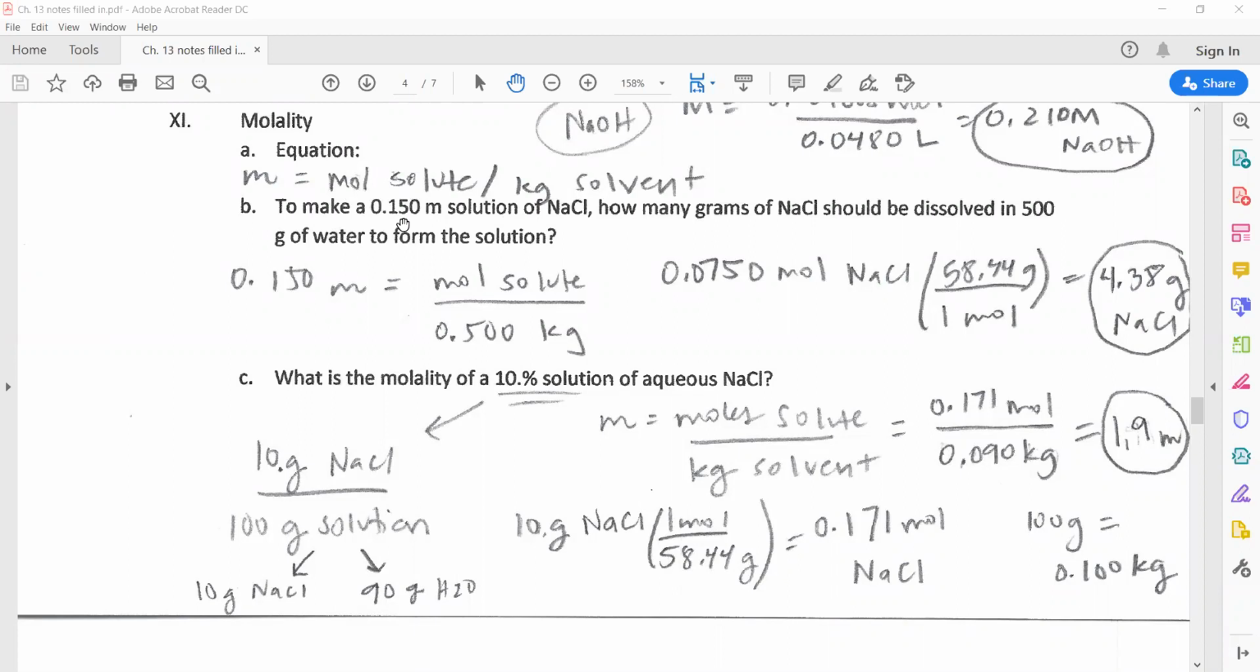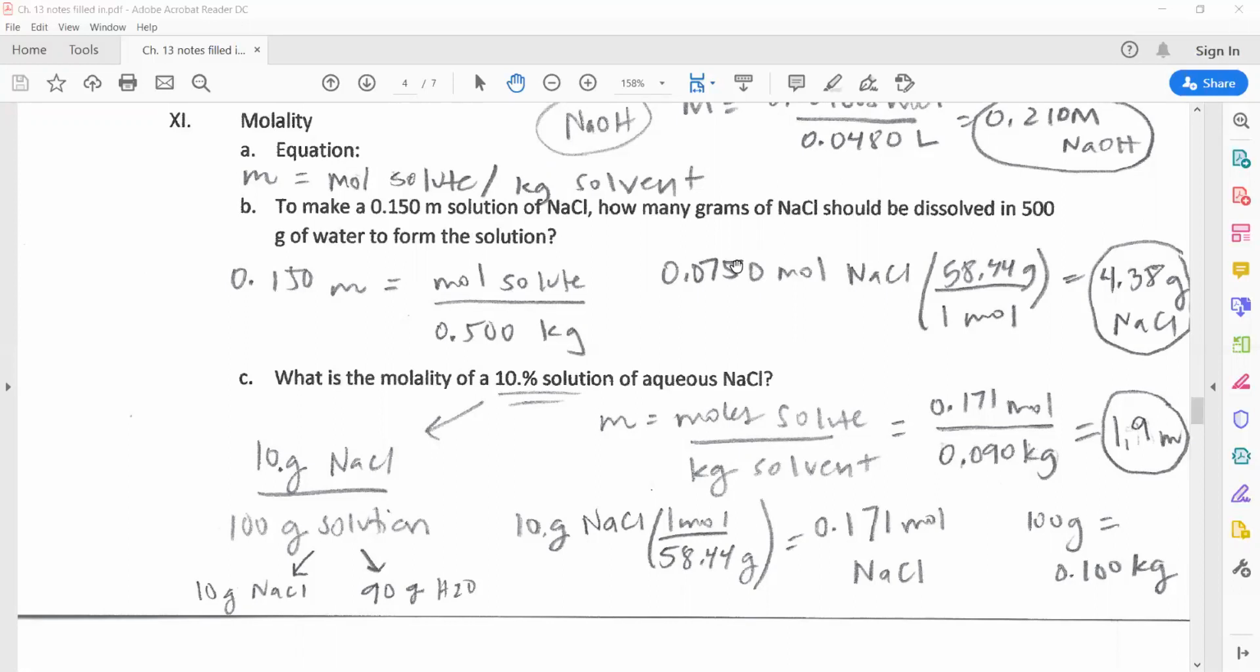So to make a 0.150 molal solution of sodium chloride, how many grams of sodium chloride should be dissolved in 500 grams of water? So we've got our molality here, that was given. I know that it's equal to moles of solute over kilograms of solvent. I don't know how much solute is dissolved, but I do know that I had 500 grams of water. So I'm going to convert that to kilograms by dividing by 1,000. That'll give me my kilograms down here. We'll cross multiply to get to moles of solute, which comes out to be 0.0750 moles of sodium chloride.